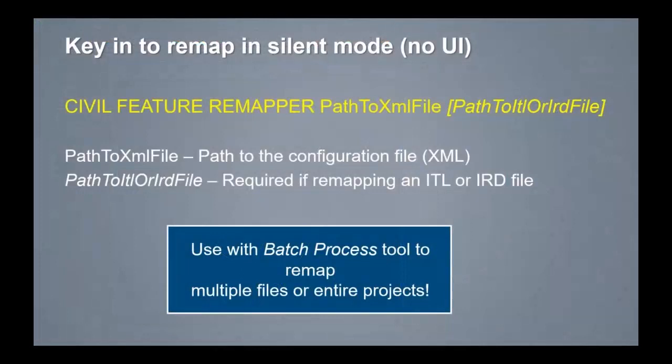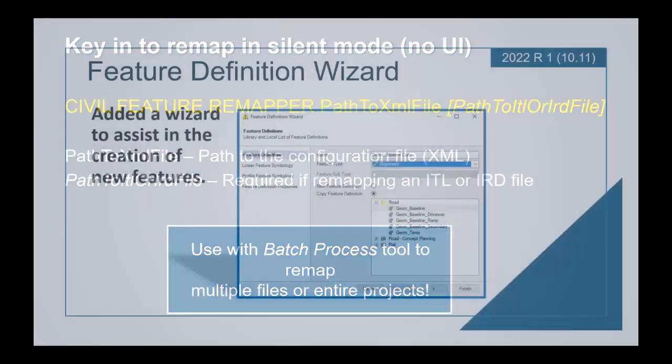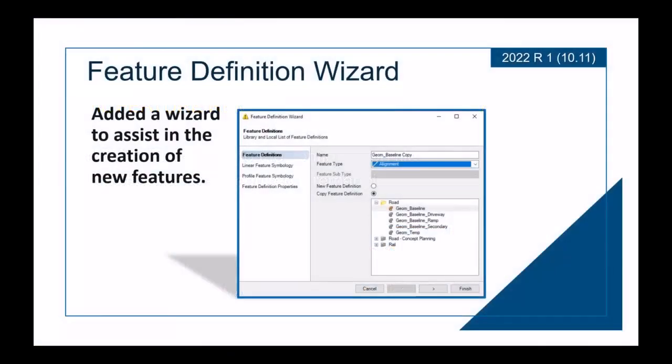Now you can run that interactively like I was just showing there, and you could also run this in a batch process. So you can see the key in the yellow there, civil feature remapper, pass in the name of your configuration file. If you're remapping ITLs or IRD files, you can pass that name in as well. You can wrap all this up in a batch process tool, very similar to what Derek showed you with the export geometry tools. And you can process a whole series of files or entire projects very rapidly.